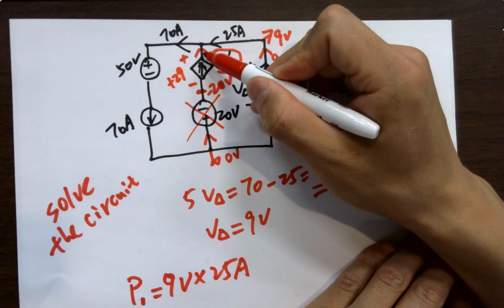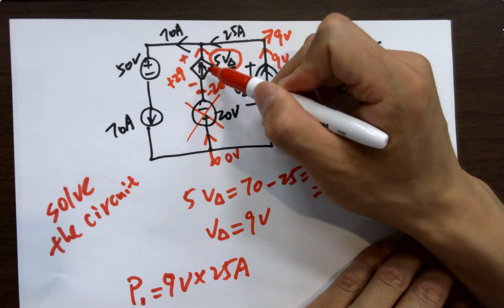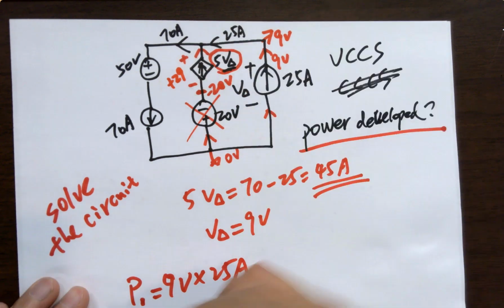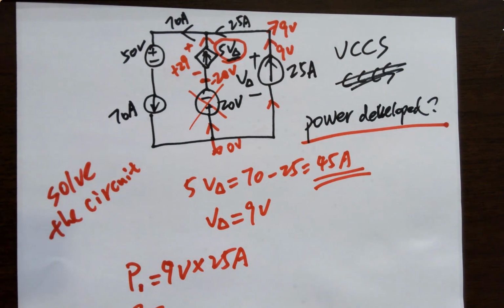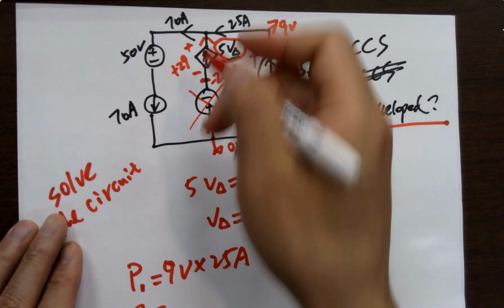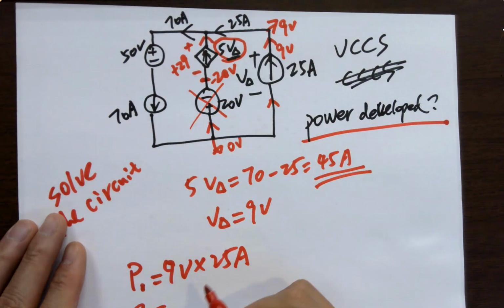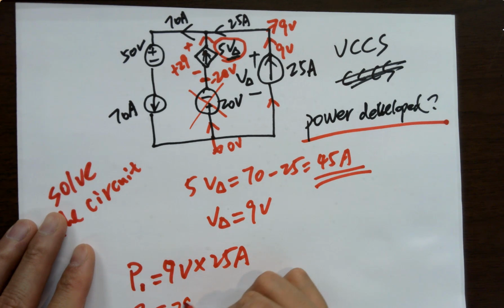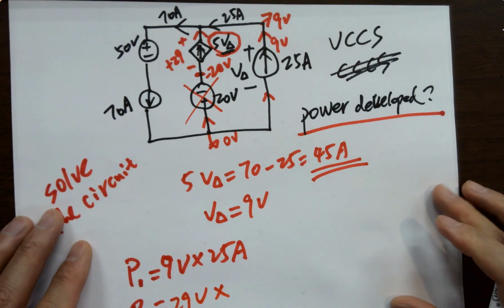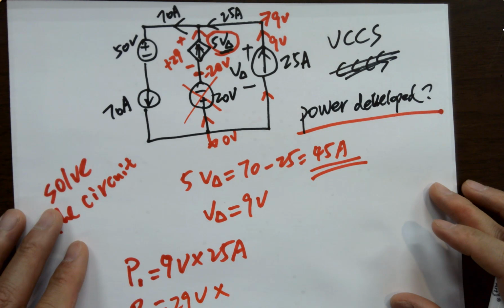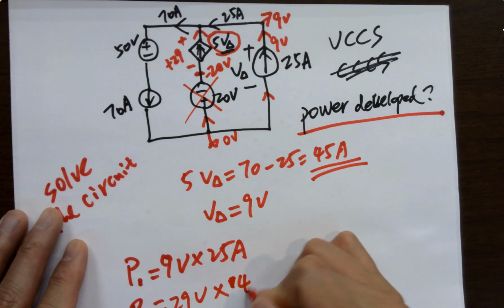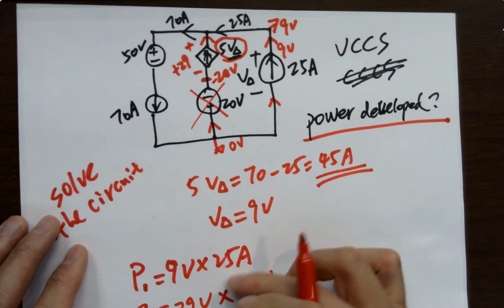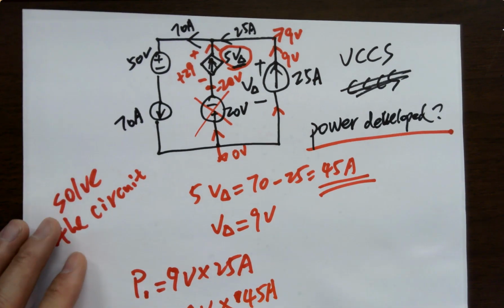So you've got an anode, current flowing out from the anode. Is this guy developing or absorbing? Developing. So it's current flowing out from the anode. It's developing. So we get another power we'll have to calculate into the equation. So this is what? 29 volts times what? 45 amps, right? We got another one. All right.